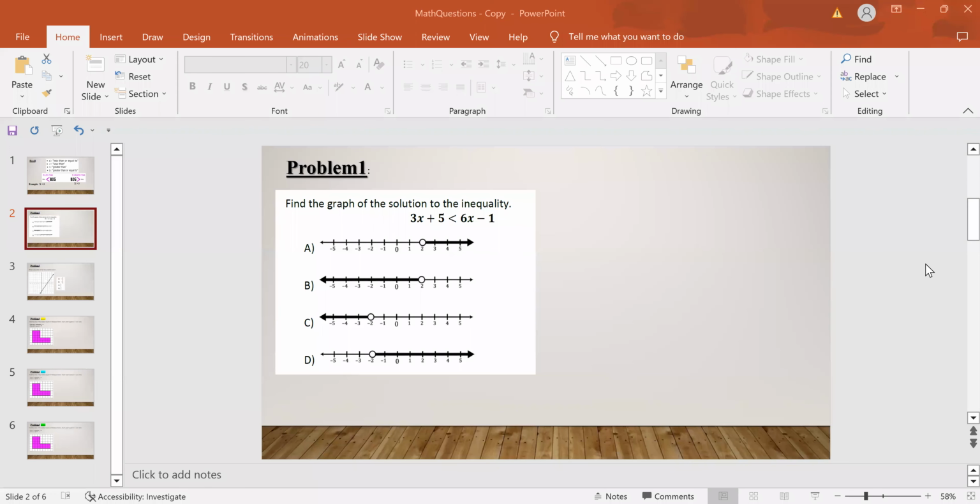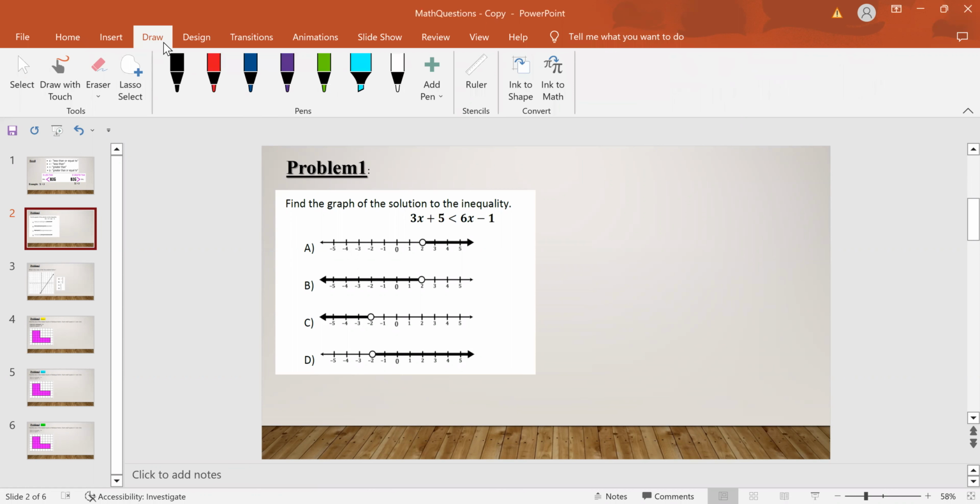Problem 1. Find the graph for the solution to the inequality 3x plus 5 is less than 6x minus 1. Okay, I would like you to pause the video and solve the question before you continue. But I can tell you right away that the best choice here is A. How?